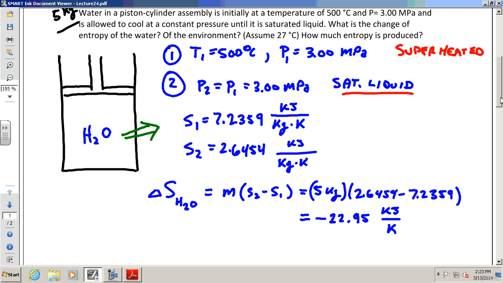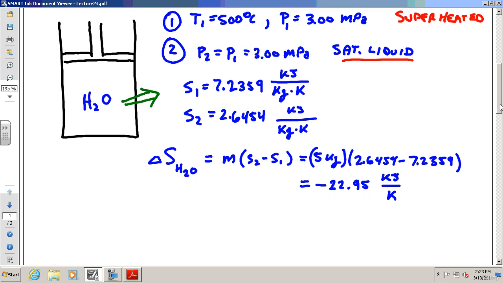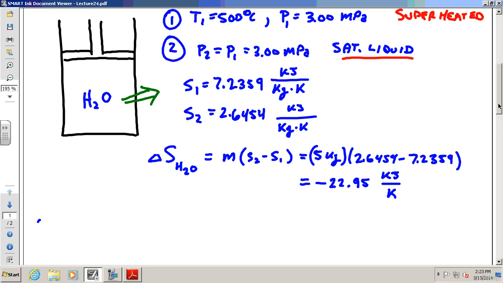Okay, so then the other thing is, what is the change of entropy of the environment? Well, the environment, I'm assuming, is going to be at a constant temperature. And it says here, assume 27 degrees Celsius. So to get the delta S of the surroundings, S-U-R-R, we usually assume surroundings are at a constant temperature, that they don't change. And if we assume something's at a constant temperature, the change in entropy of it is very simple. It's just Q over T.